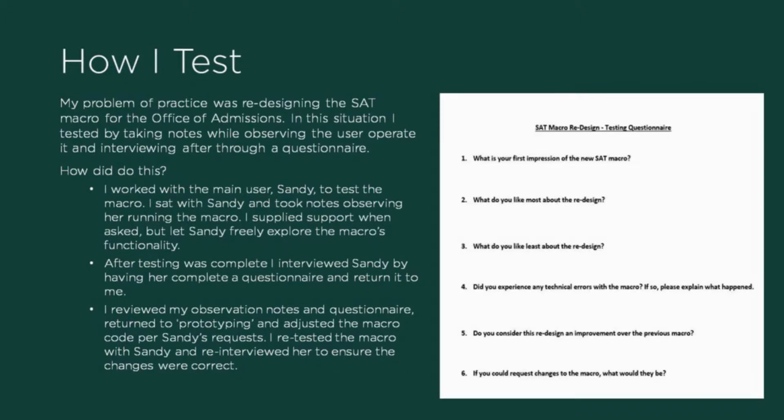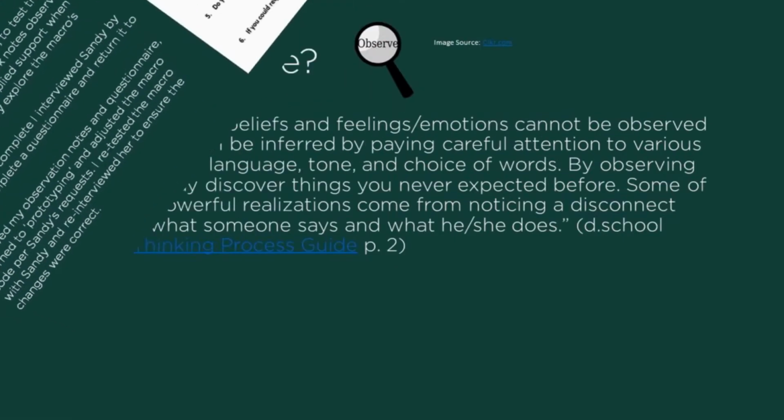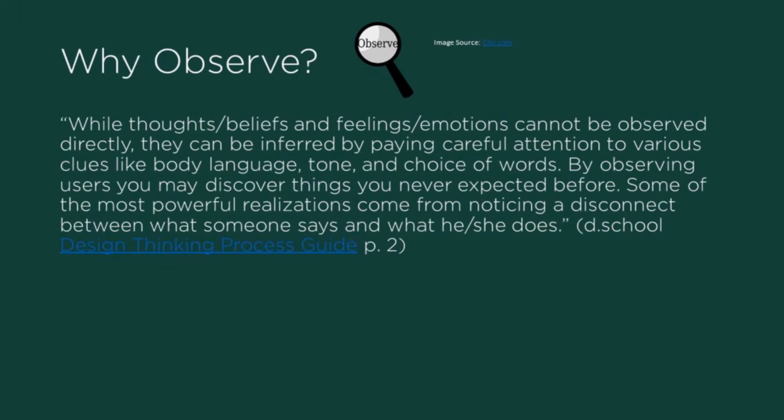I reviewed my observation notes and questionnaire, returned to prototyping, and adjusted the macro code per Sandy's request. I retested the macro with Sandy and re-interviewed her to ensure the changes were correct. While thoughts, beliefs, feelings, and emotions cannot be observed directly, they can be inferred by paying careful attention to various clues like body language, tone, and choice of words. By observing users, you may discover things you never expected before.